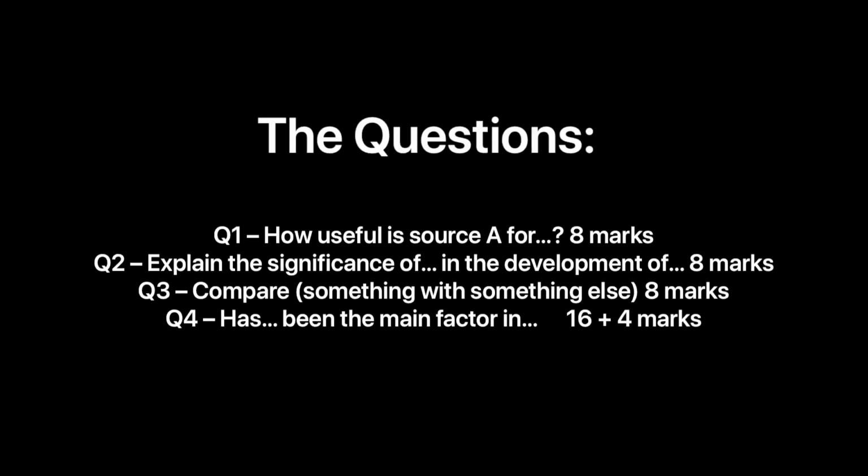Number 1 asks how useful a source is. Number 2 asks you to explain the significance. Number 3 is a comparison question. And number 4 looks at the importance of factors.